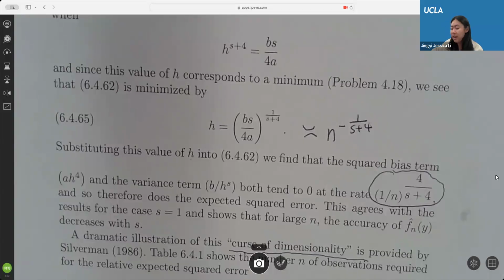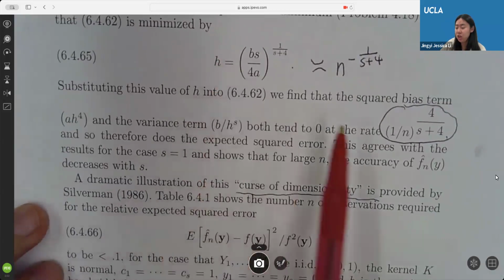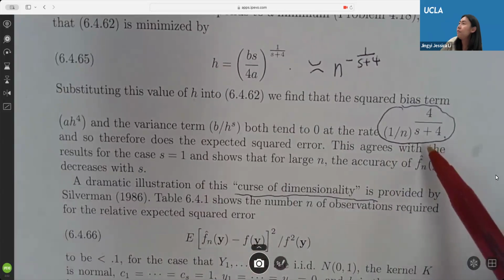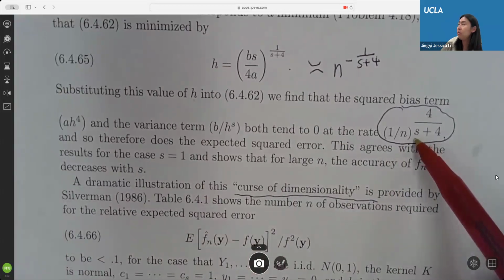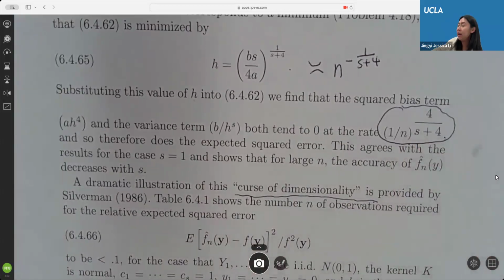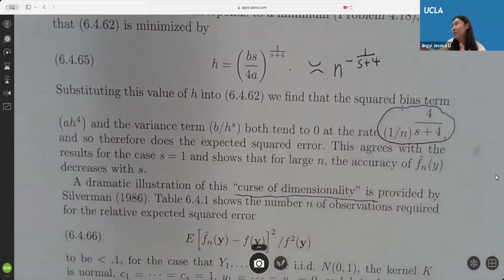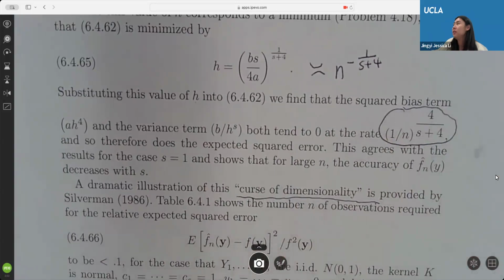Then we put this optimal h into our mean squared error. This is the rate of the mean squared error going down to 0. Again, it's slower. The larger the s, the slower the rate. So the curse of dimensionality is here. Estimation becomes more and more difficult.